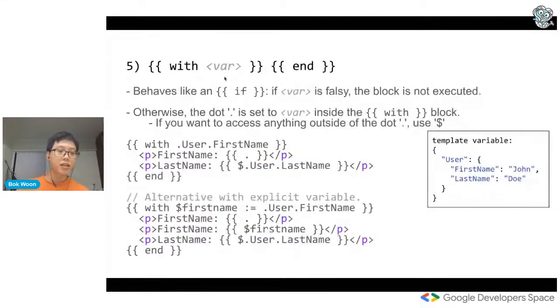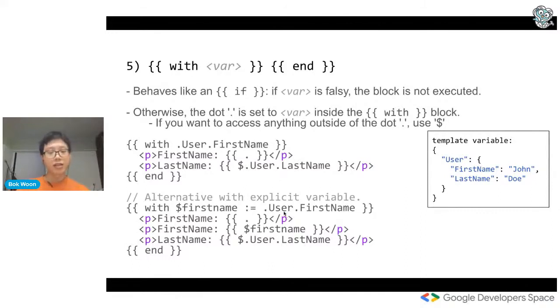First off, it behaves like an if, okay? So if variable is falsy, this block is not executed at all. But otherwise, the dot is set to the variable inside this with block. So if you want to access anything outside the dot, you must use the dollar. An example, let's say our template variable looks like this, okay? User first name, last name. So with .user.firstName, inside this block, the dot is now the first name. So that's John. If I do dot, I print John. But I want to access the last name, and the dot is John. So I need to take the top level dollar sign, which still references the entire thing, $.user.lastName.